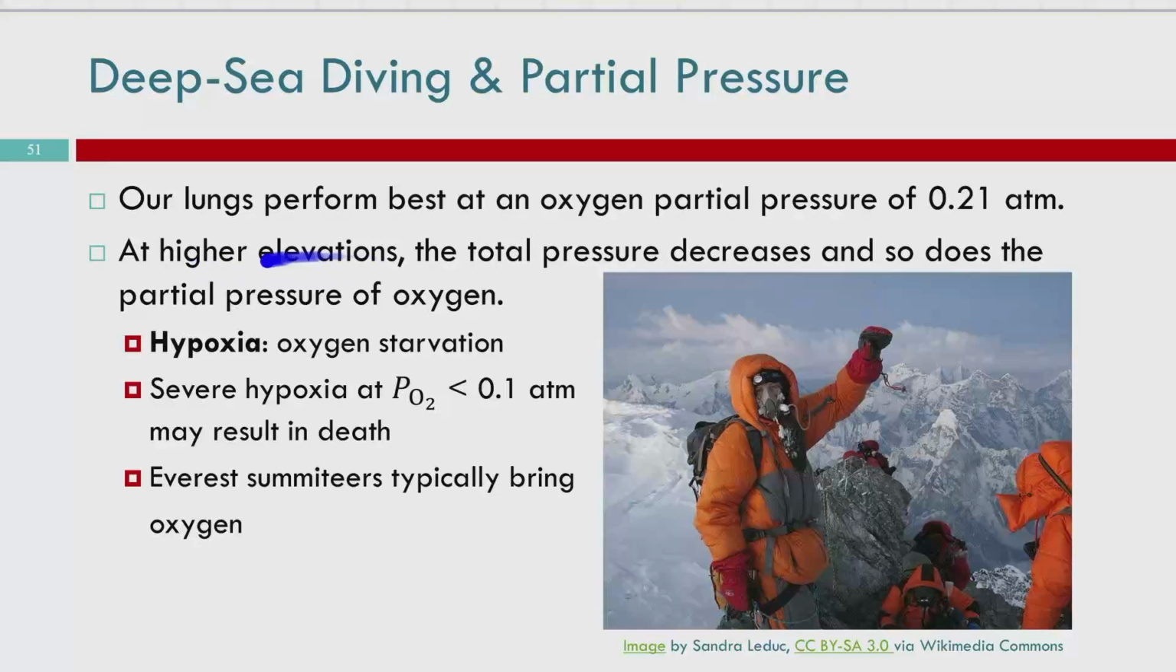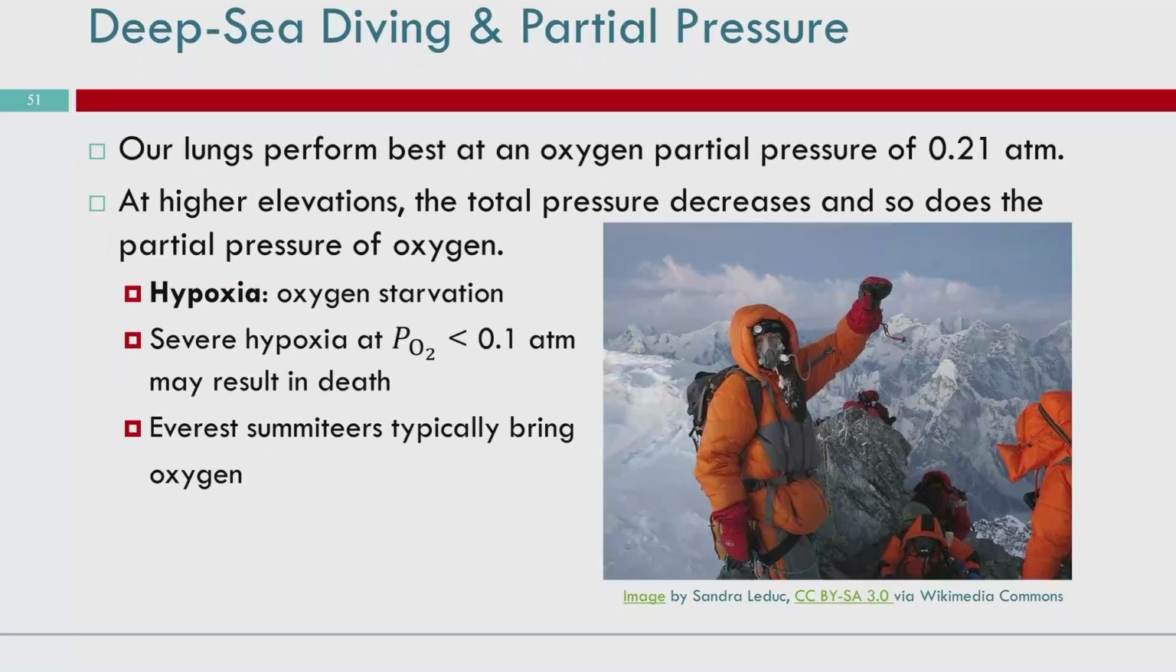If you go to higher elevations, the total pressure decreases because you're further up in the atmosphere, and so there's less air pushing down on the air that you're in. That's the reason why. And so the partial pressure of oxygen also decreases. So that's why if you try to go scale Mount Whitney or something, it tends to be a lot harder to breathe. You find yourself running out of breath more because there's less oxygen.